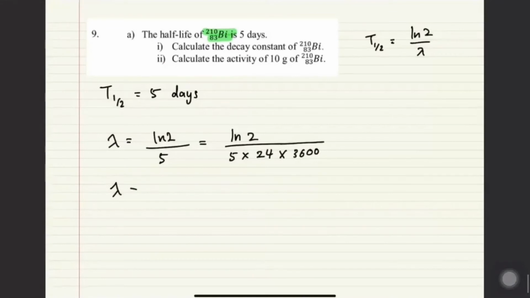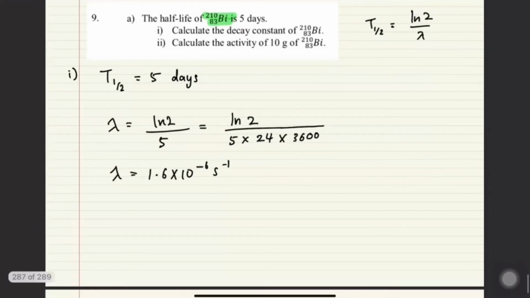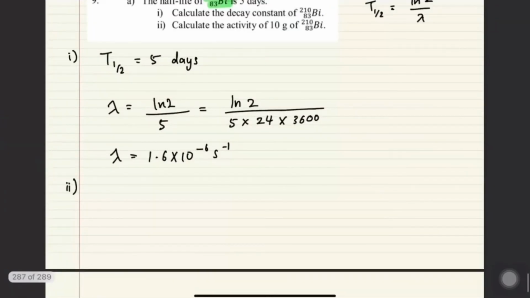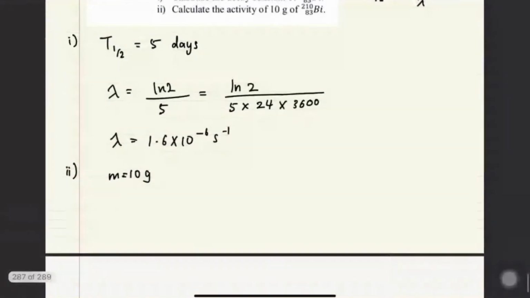So lambda here is equals to, kira berapa dapat ni? 1.6. Betul sir. Okay, times 10 negative 6 per second. Okay, sebab apa second? Sebab kamu dah tukar tadi tu dalam second. Okay, that was for A1. For A2, they want to calculate the activity of 10 gram. Okay, and this one you have to apply your knowledge from the chemistry. Kalau dikasih mass, you want to change to numbers of atom, macam mana?